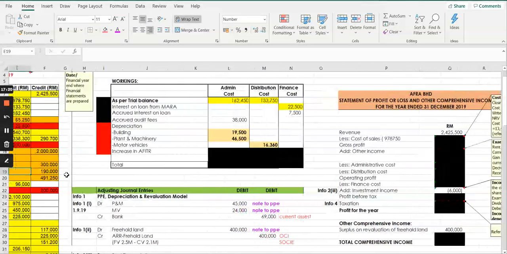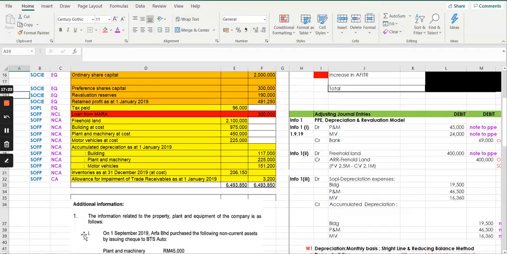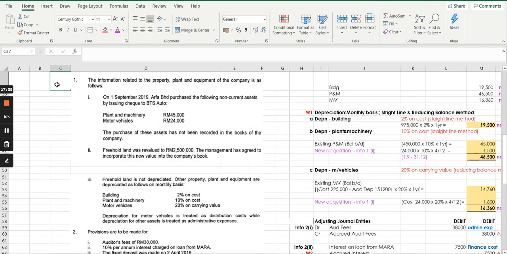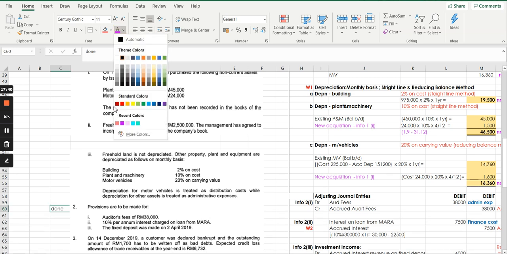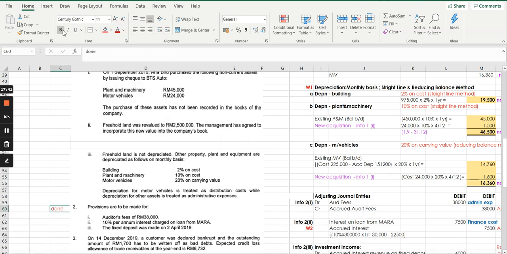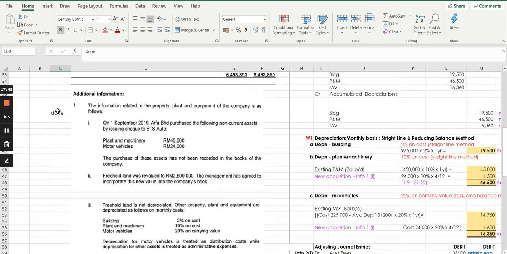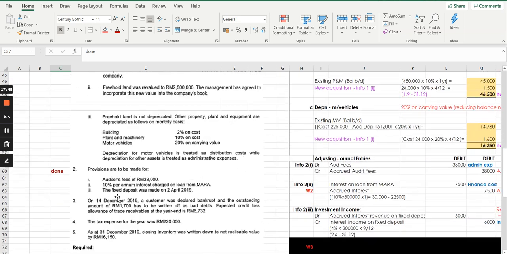Next is the adjustment. You have done this, right? Done. All this done, number 1. Number 2 done. Just put done, so that we know we have done the checking. Done. And done as well. Now we will go and look at item number 3.